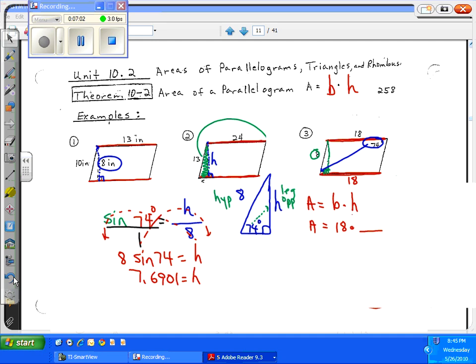If you want to leave it exact, you can. If you want to round to 7.7, you can. If you want to round to 7.69, you can.